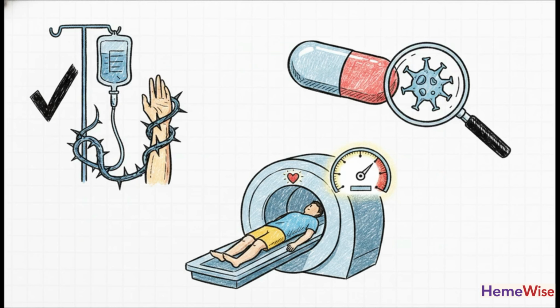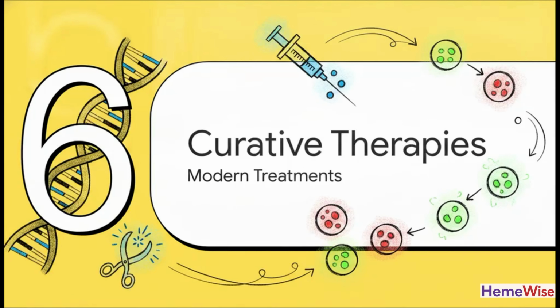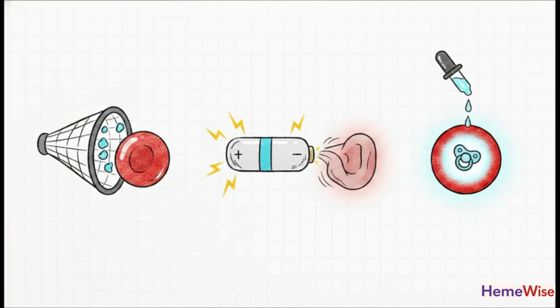To balance all this, cardiac T2-star MRI is essential. It lets us estimate myocardial iron so we can precisely guide our chelation intensity. Finally, let's wrap up with Section 6. Modern and curative therapies. Beyond traditional transfusions, we now have therapies that target the red cell life cycle directly. It's a real game changer.